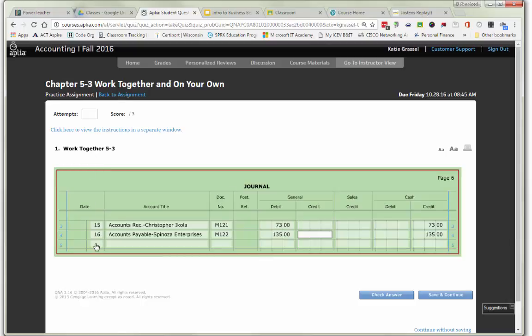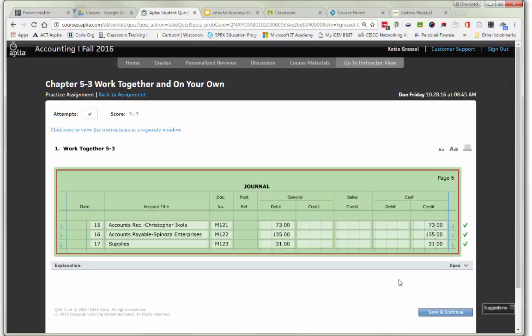The 17th, purchase supplies, $31 using a debit card and memorandum 123. So the date is the 17th. What did I get more of, Thomas? So what's going to go in my account title? You got it. Source document is M123. We're going to do supplies debit for 31 and cash credit. And that is worked together. Go ahead and try on your own.